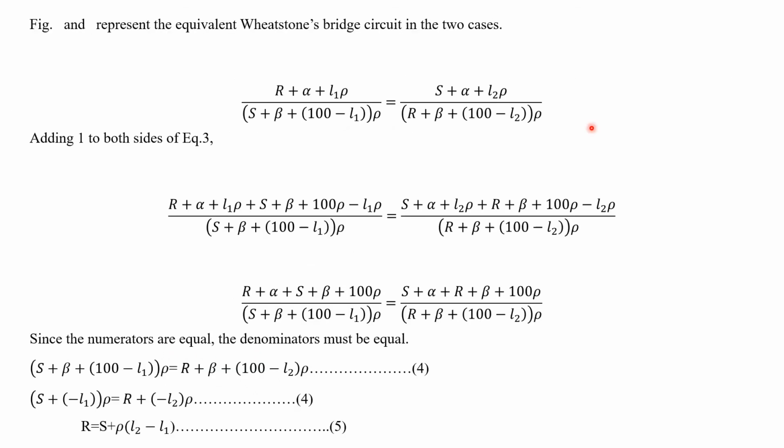This principle gives: R plus alpha plus L1 rho by S plus beta plus 100 minus L1 rho equals S plus alpha plus L2 rho by R plus beta plus 100 minus L2 rho. Now add 1 on both sides. Taking the LCM, we get R plus alpha plus L1 rho plus S plus beta plus 100 rho minus L1 rho. Similarly on the other side, adding 1 gives S plus alpha plus L2 rho plus R plus beta plus 100 rho minus L2 rho. Now what is common to both?